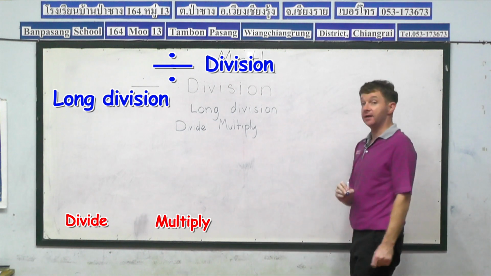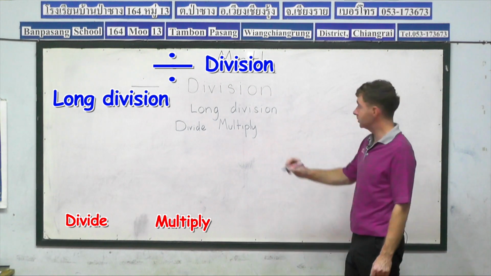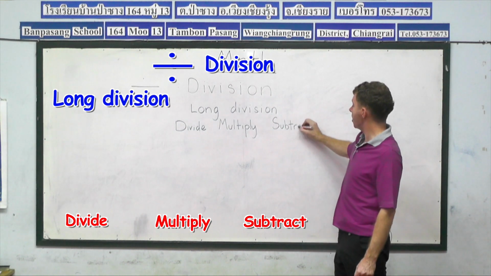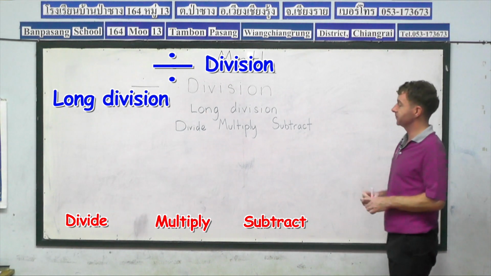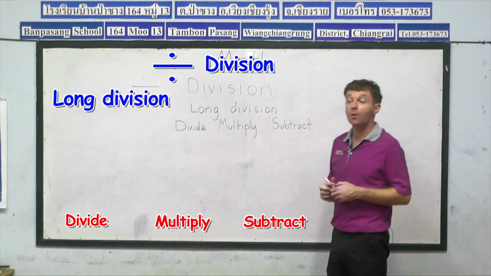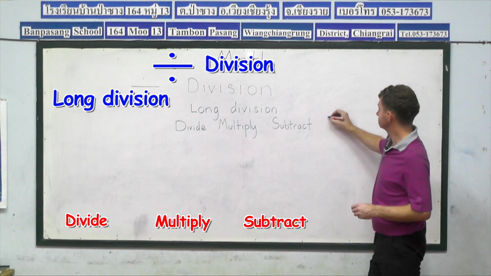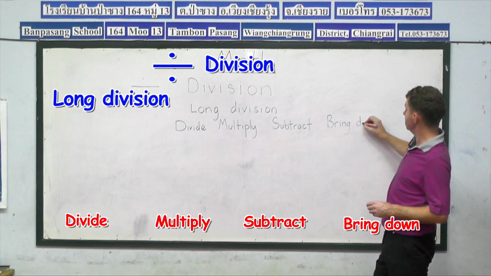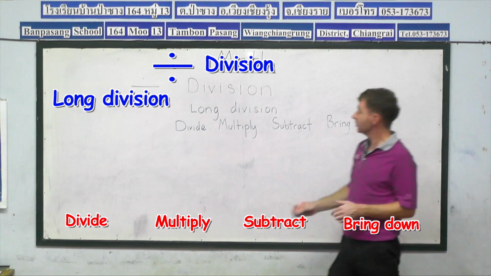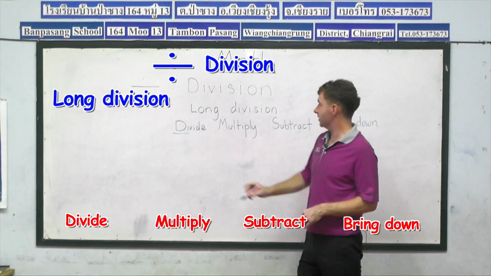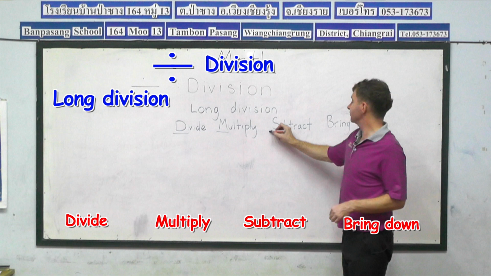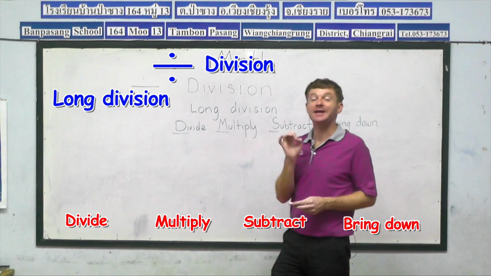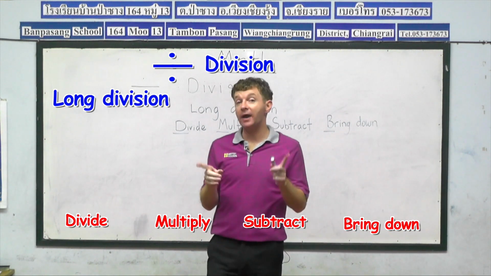M-U-L-T-I-P-L-Y. Then our next letter, S for subtract. S-U-B-T-R-A-C-T. And then finally, B for bring down. B-R-I-N-G. D-O-W-N. So we've got divide, multiply, subtract, bring down.